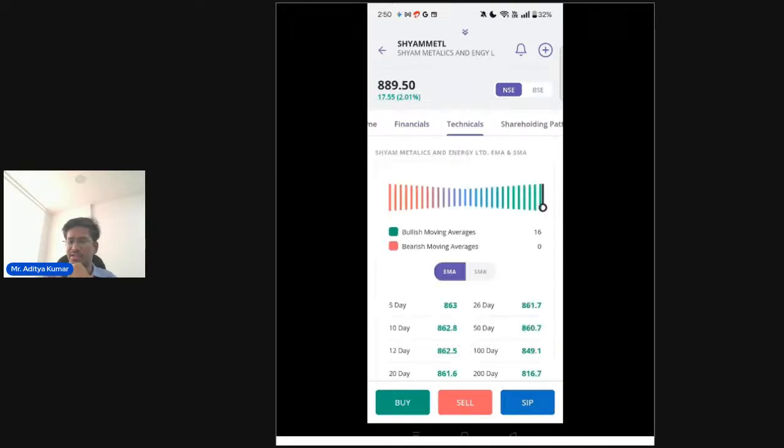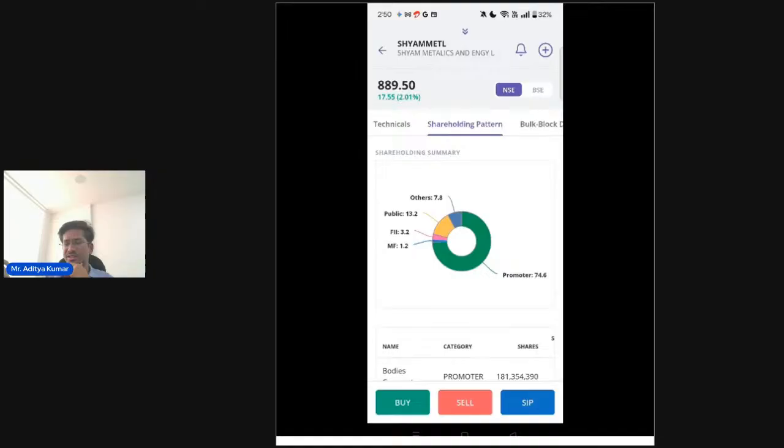Then we have the technical tools like moving averages or other things like RSI, the relative strength index, to predict the price movement based on historical data. So you will be able to make a decision by just reviewing all of these one by one.